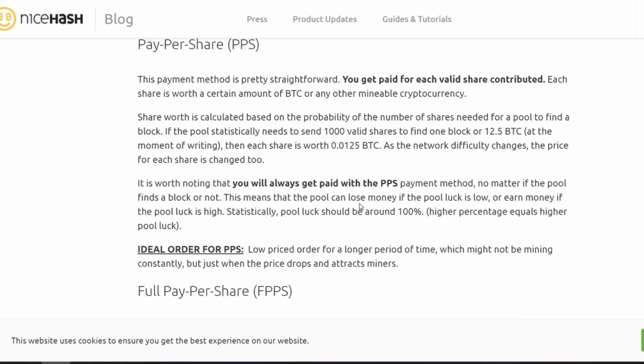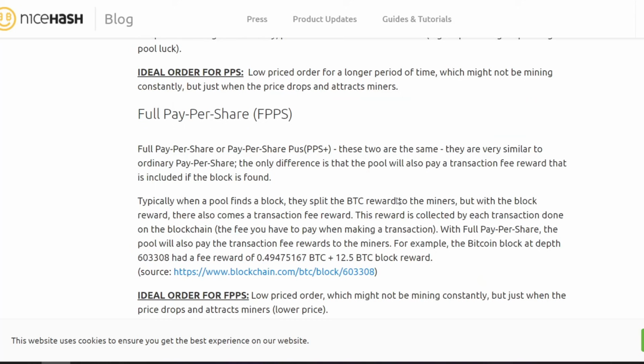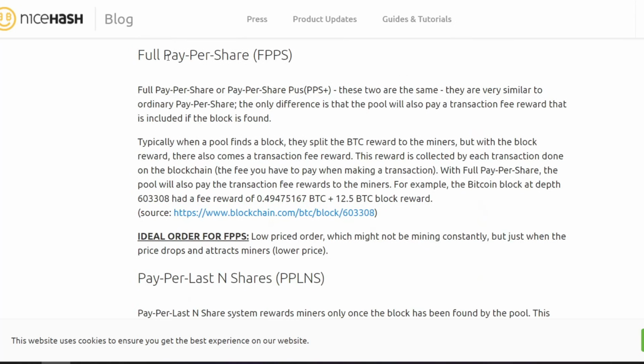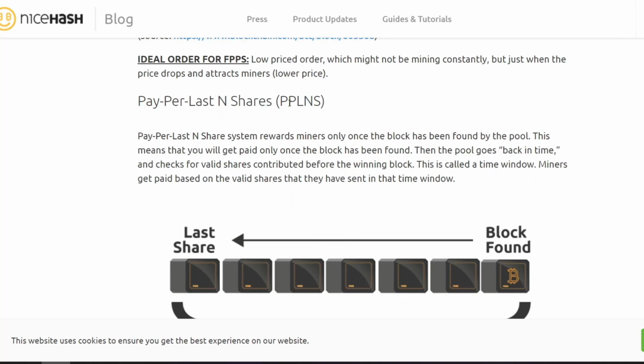So pay per share means that every share that you get submitted to the pool, you're going to get paid out on. And they're going to basically determine, based off of the pool reward, how much you're going to get based off how many shares you submitted. Now, the difference is in full pay per share, they see these two are the same. So that's the same thing pretty much. And then this last one here, PPLNS.